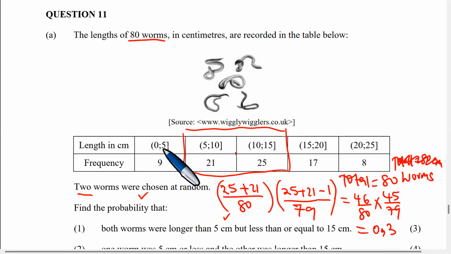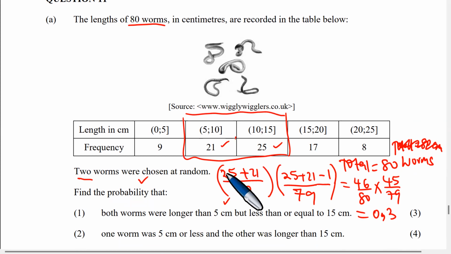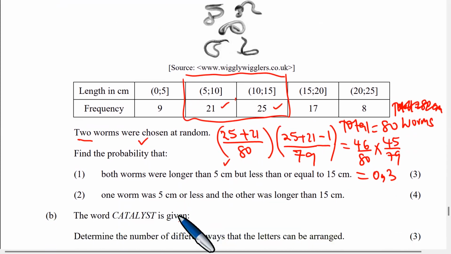Longer than 5 because this is up to 5, but longer than 5 is here, 21 and 25. And then less than 15, 15 is here. So less than 15, you just take this part. Okay, right. Let's continue looking at the probability here and calculating the probability as it is asked.